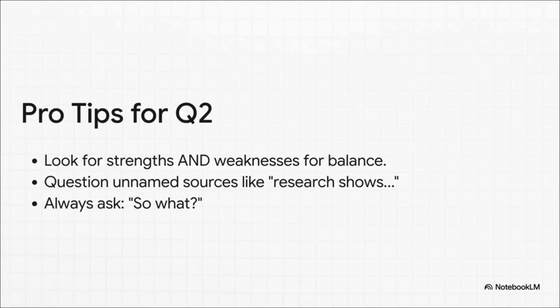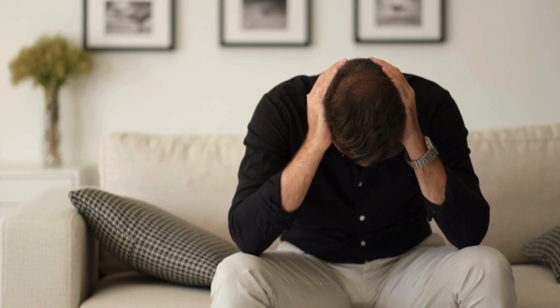So here are your pro tips for question 2. Your mental checklist. Always try to find both strengths and weaknesses for a balanced answer. Be super suspicious of vague phrases like "research shows", like whose research? And most importantly, constantly ask yourself that golden question, so what? How does this little piece of evidence actually change the power of the whole argument?